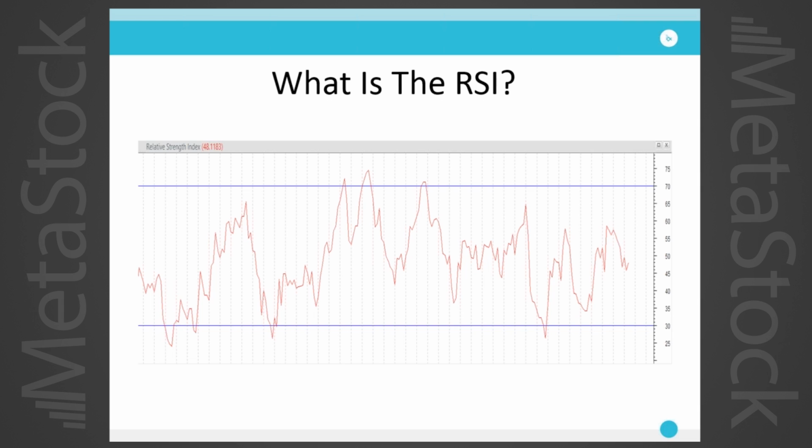So again, 14 is the default setting, with 70 level marking overbought territory and 30 level marking oversold territory. That is what the indicator looks like, and that's the basic premise of the indicator. It's very simple, very straightforward. It's measuring the underlying momentum in price, and once the indicator moves up into the 70 level, it's suggesting that price has been overbought, and once it hits 30 to the downside, it's suggesting that price has been oversold.